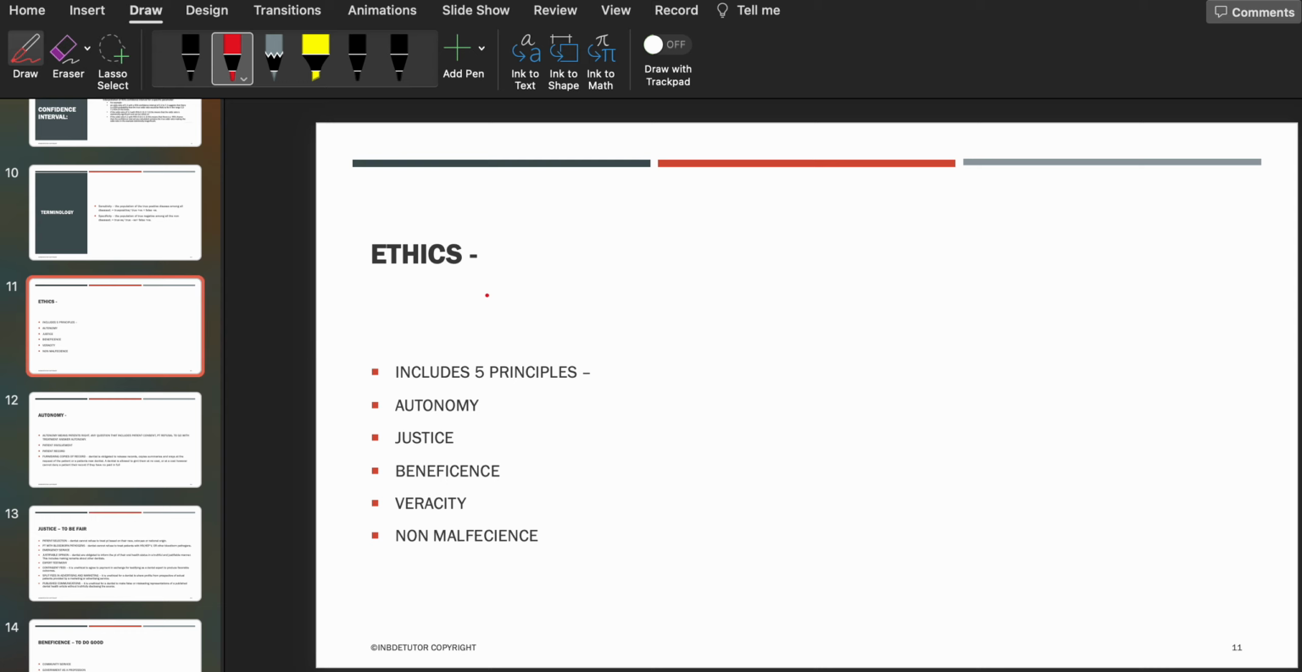Now we all know that ethics include five major principles, and they are autonomy. Autonomy basically means it is for the patient. So anything that is related to the patient's rights is known as autonomy. Next is justice. Justice, as we know the word, is to be fair. Beneficence is to do good. Veracity is to be truthful, and non-maleficence is to do no harm. So let's talk about the first one, that is autonomy.